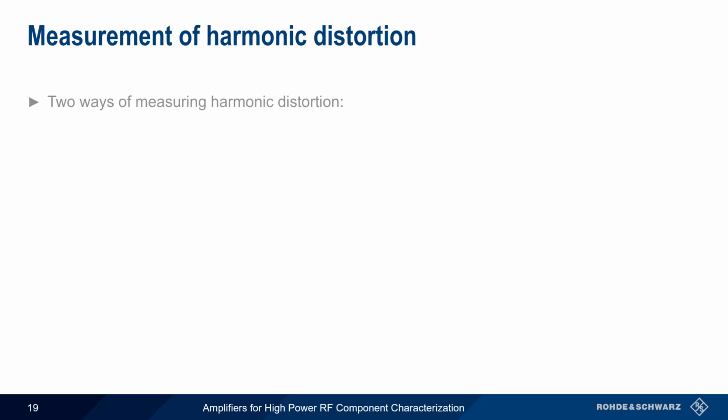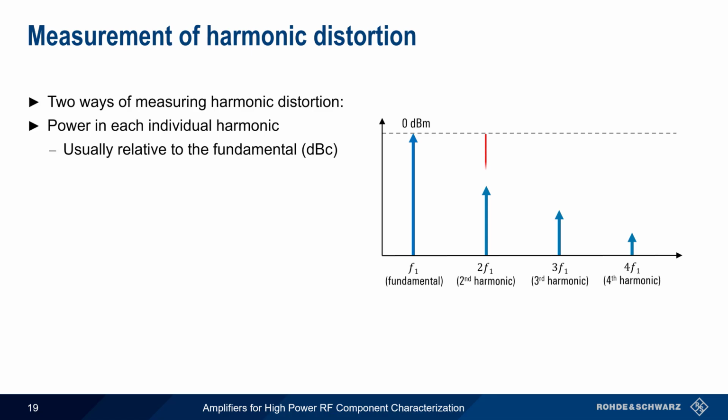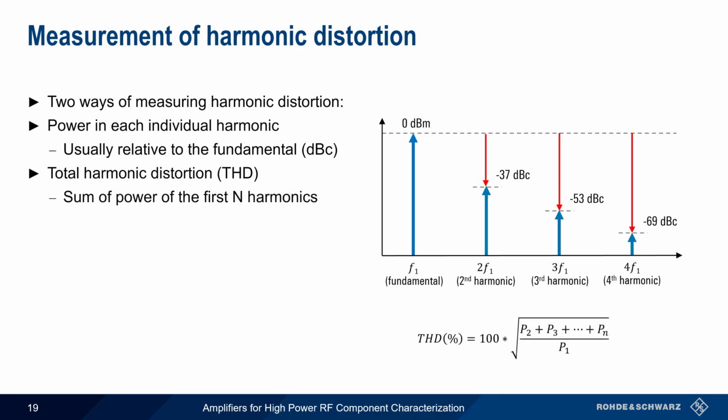The levels of harmonics and the distortion created by these harmonics can be measured in 2 different ways. The first is by measuring the power in each individual harmonic, and this is typically done relative to the power of the fundamental. That is, the result is in units of dBc, or decibels down from the carrier. Another way of quantifying harmonics is total harmonic distortion, which is a measure of the sum of power in the first n harmonics. This quantity is also often expressed relative to the power of the fundamental, in units of either percent or dB.